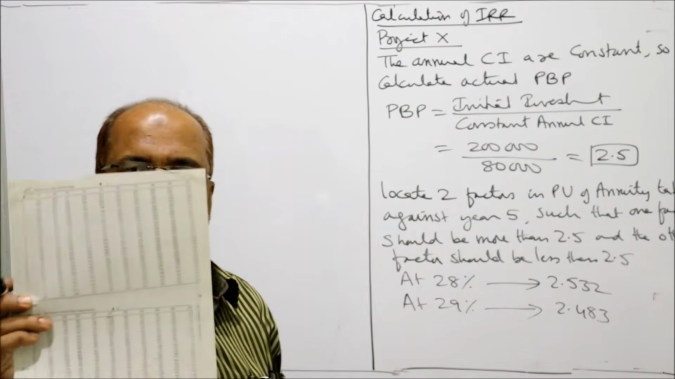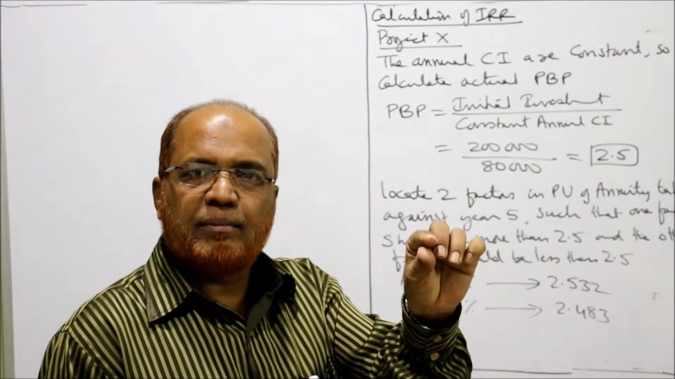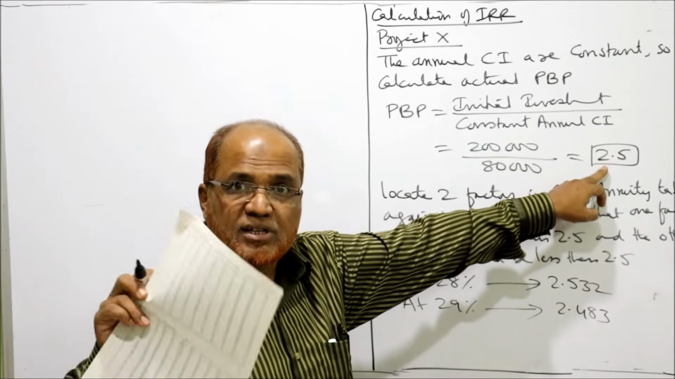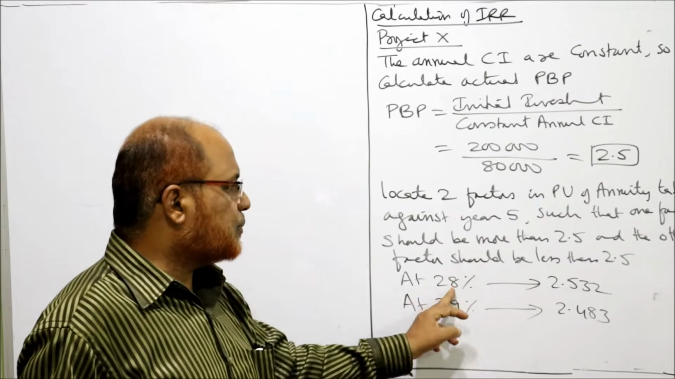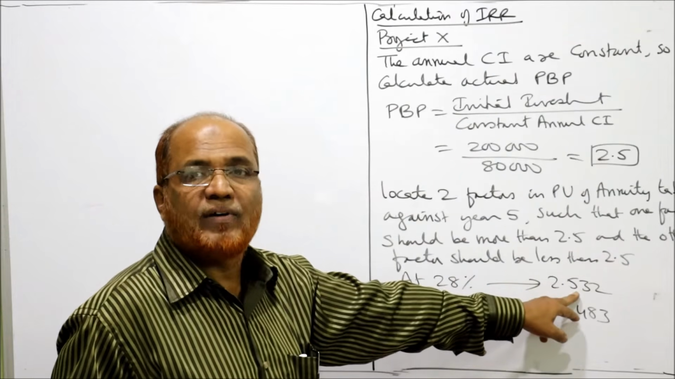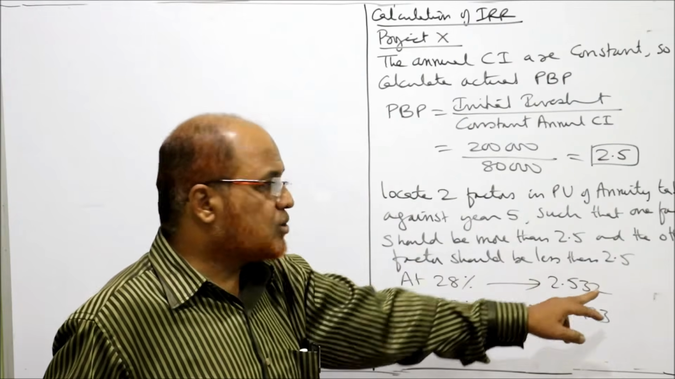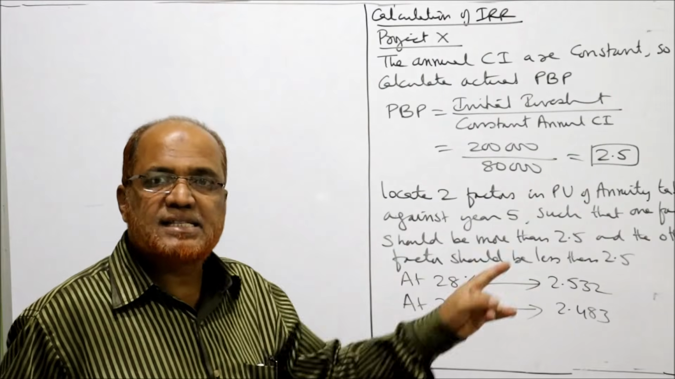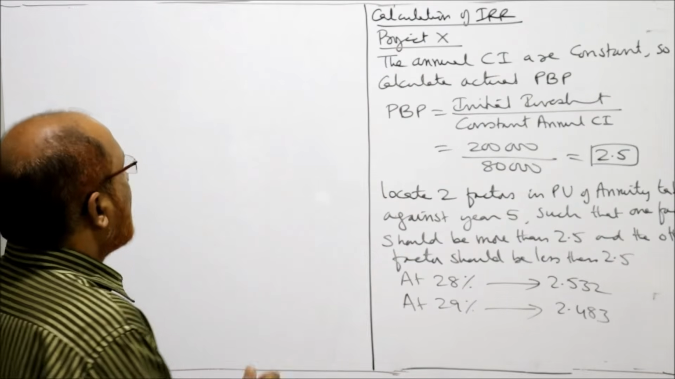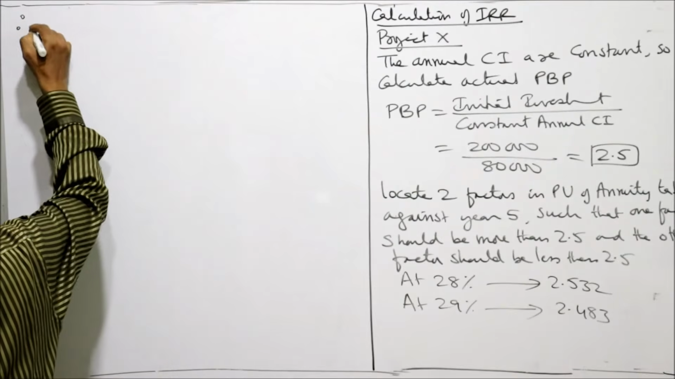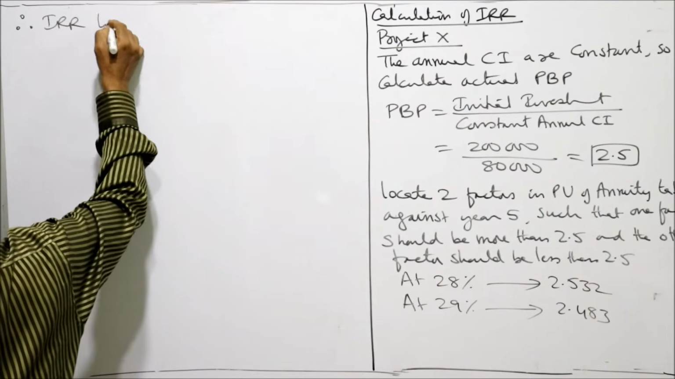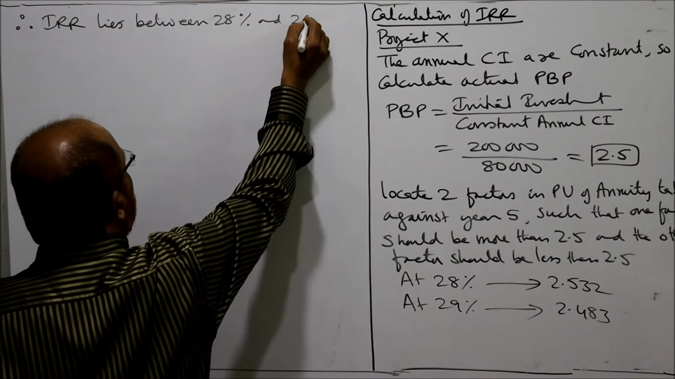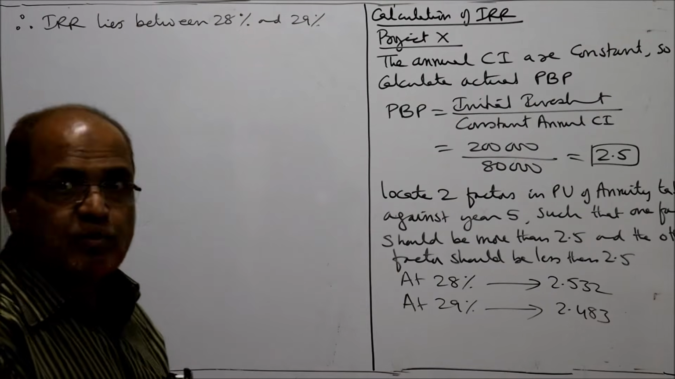If you have this table, refer to the table. We look in the 5th year line. In the 5th year line, we need one value more than 2.5 and one less than 2.5. So at 28% we got 2.532, which is more than 2.5. And after 28, at 29%, 2.483, which is less than 2.5. Therefore, IRR lies between 28% and 29%.